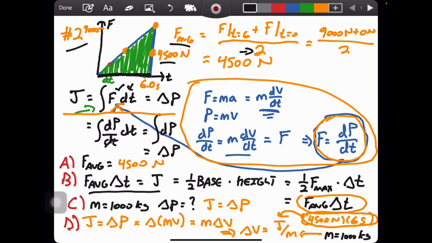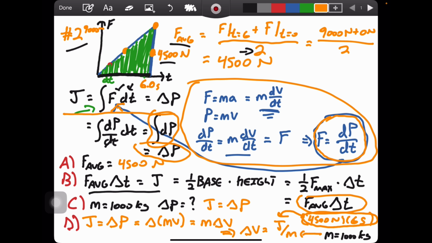And so if we substitute F equals dp/dt into J equals the integral of F dt, that means J equals the integral of dp/dt dt, which is just dp, which is to say that the impulse is just the integral of dp. Well, the integral of dp is just going to be the change in p from some initial point to some final point.